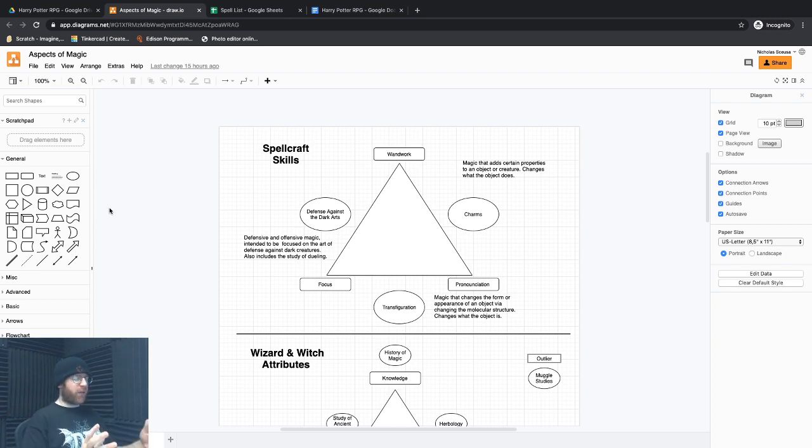But in Harry Potter, I feel as if you don't want to get bogged down in all of those rules. As long as you have a wand, and unless you're doing some sort of potion work or something, you should be able to cast spells pretty regularly.